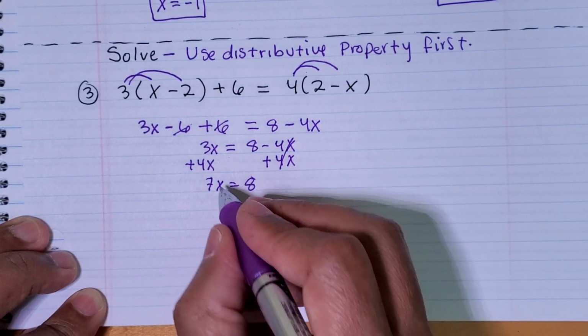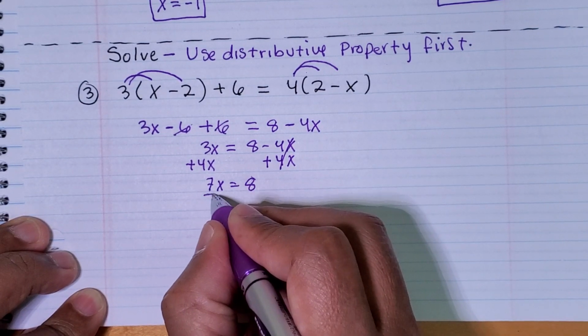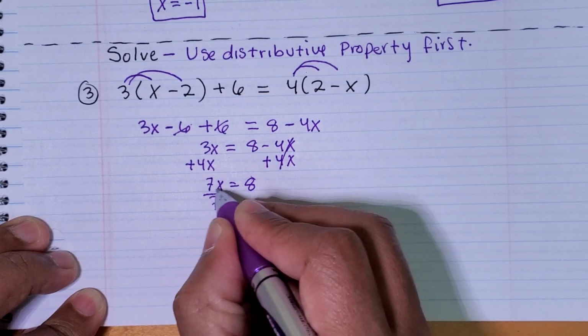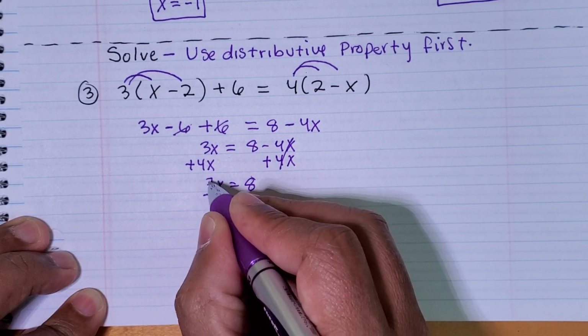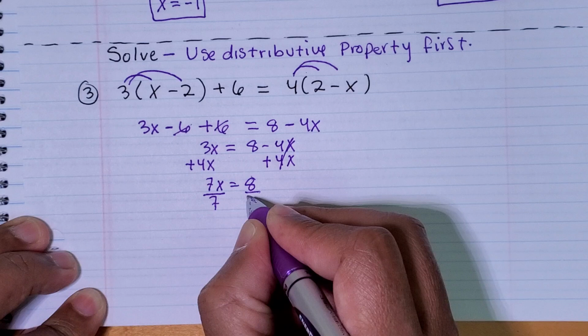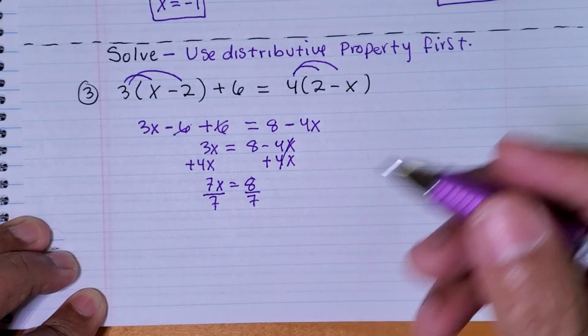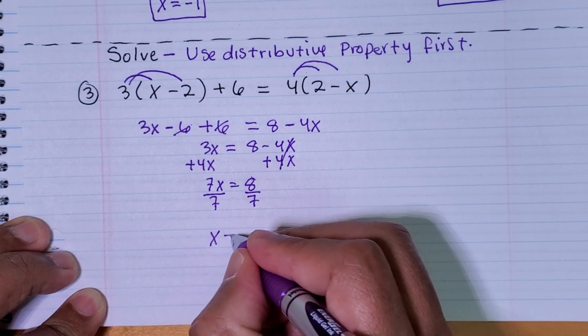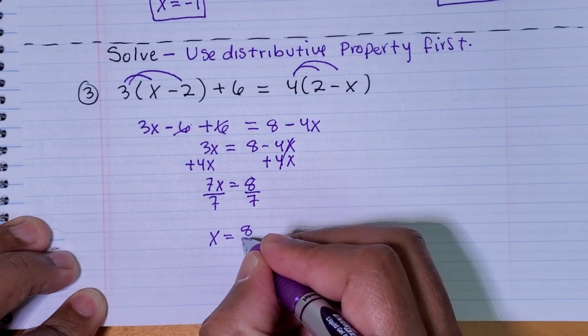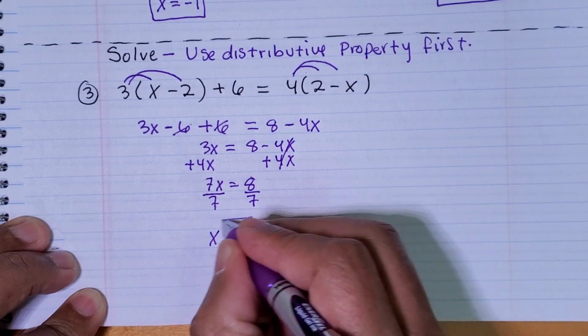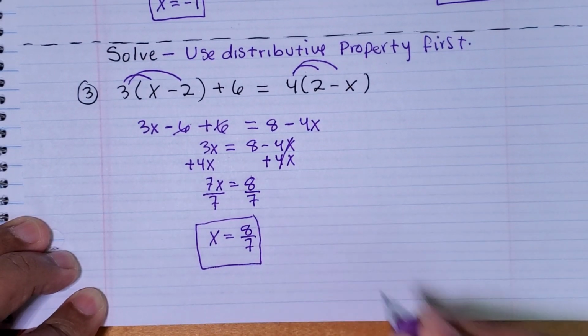Last step. This is multiplication, so I'm going to divide, because this is 7 times x, so I'm going to divide by 7 to isolate the x. And in the end, we find that x is equal to 8 over 7. And this is the solution to this equation.